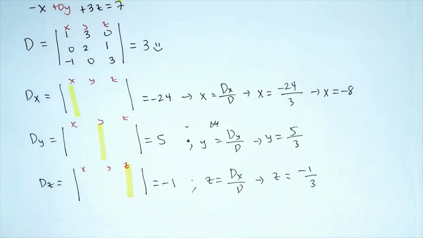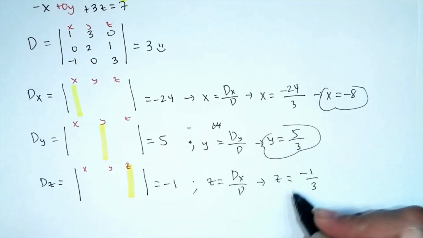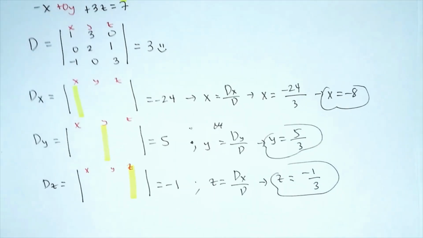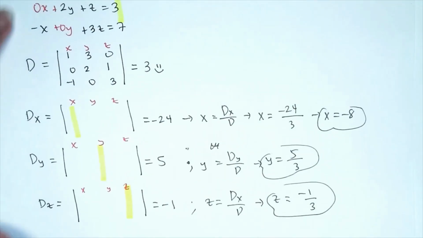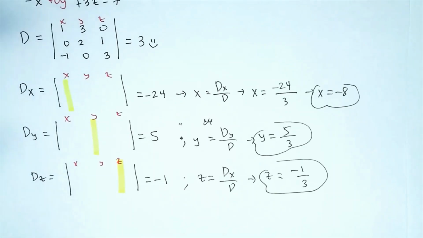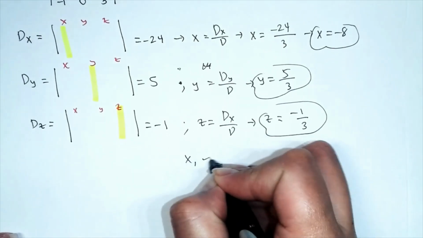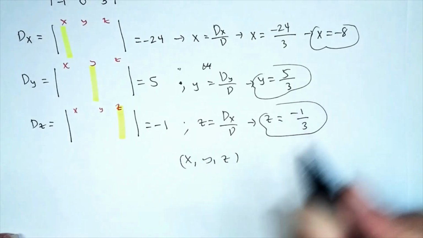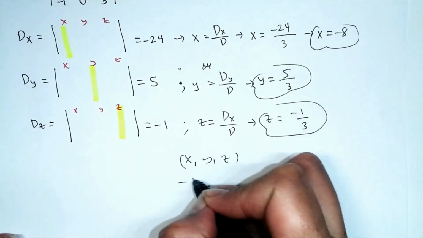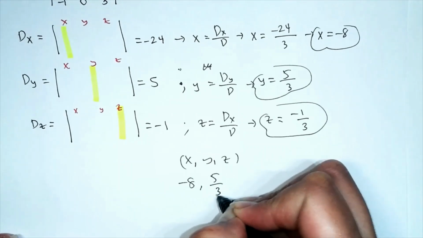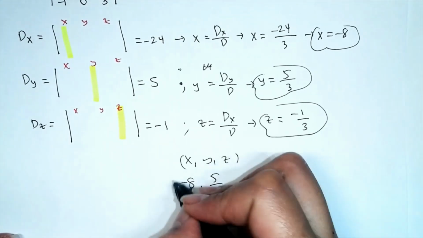Okay, so if we had used another technique to solve this, well, we're supposed to use Cramer's rule, but assuming we had the green light to solve it however we like, we would have gotten the same 3 values. So we found the x, we found the y, we found the z. So the system has a solution, namely the ordered triple -8, 5/3, and -1/3.